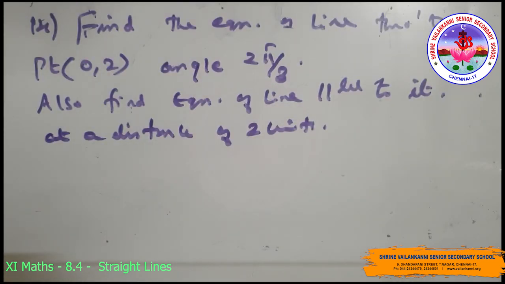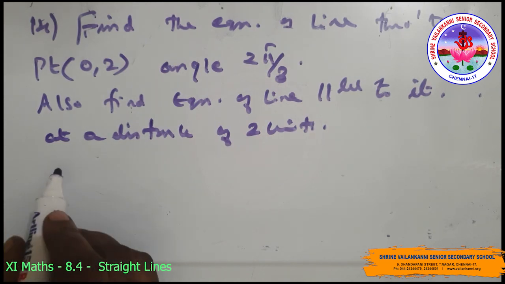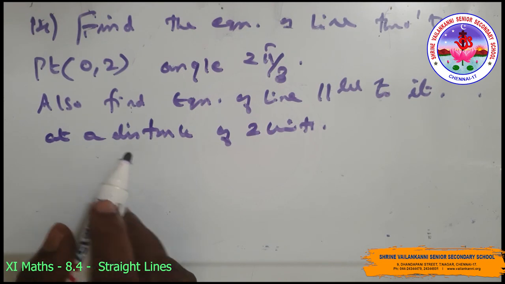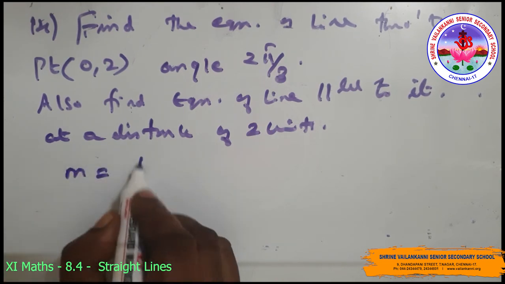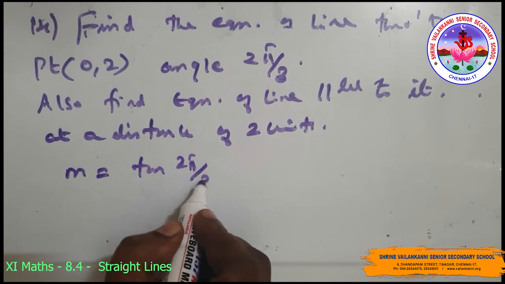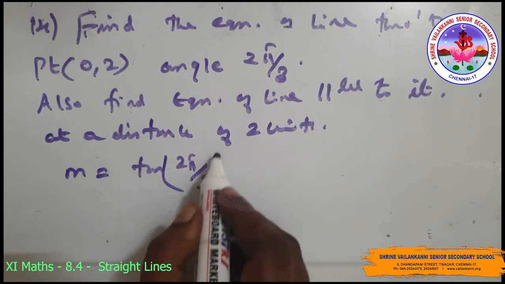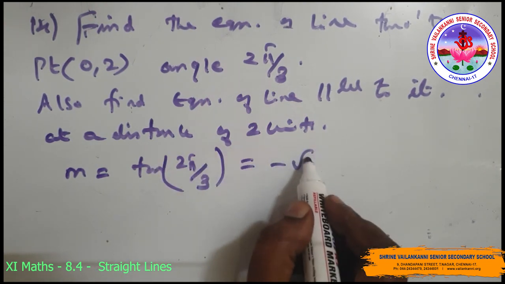Find the equation of the line through the point (0, 2), making an angle 2 pi by 3 with the positive x-axis. This is the first part of the question, and the second part is we have to find the equation of the line parallel to it and crossing the y-axis at a distance of 2 units below the origin. So the slope of the line making an angle 2 pi by 3 with the positive x-axis, that is m equals tan 2 pi by 3, which is equal to minus root 3.